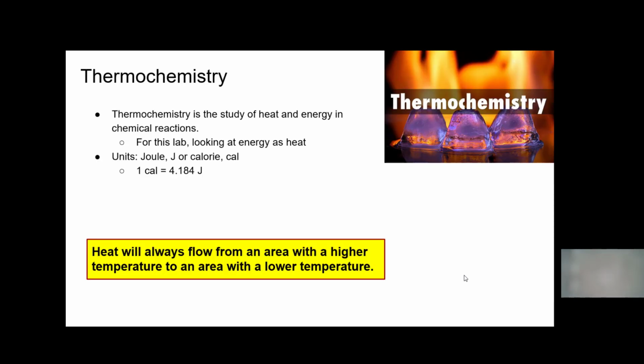Thermochemistry is the study of heat and energy. So we're going to be conducting chemical reactions and measuring the heat that either is given off or absorbed during these reactions. And the units that we're using is 1 cal equals 4.184 joules. That's the conversion. In this lab, we're going to be using calories. In others, we might be using joules outside of this.